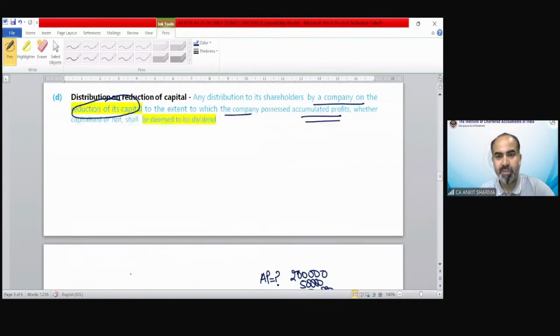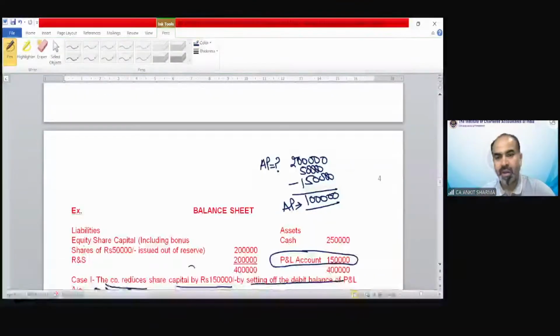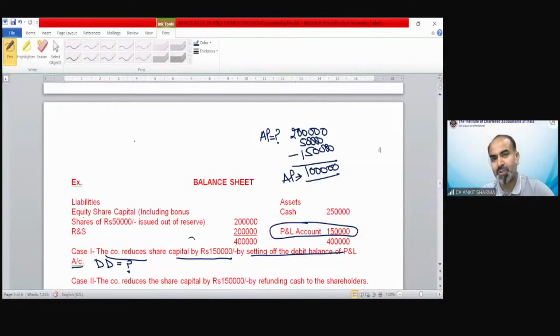Here is the provision in front of you. You can read it again. Any distribution to its shareholder by a company on the reduction of its capital, to the extent the company possesses accumulated profit. And here is the question. So what should be the correct answer? Ishan is saying 1 lakh and Divya is also saying 1 lakh. Soumya is saying 1 lakh. Any more? 1 lakh is not the correct answer. Let me tell you, 1 lakh is not the correct answer. So you have to think of something else.